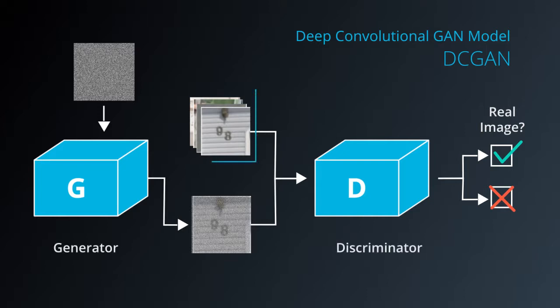We'll be using the Street View house numbers dataset, which is much more complex than MNIST. So we'll need to use deep convolutional networks for the generator and the discriminator. Otherwise, it's the same. The generator is trying to fool the discriminator with fake images, and the discriminator is trying to properly classify images as real or fake. Let's look at the generator first.